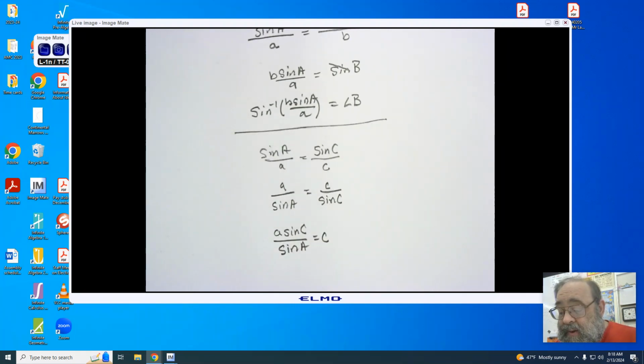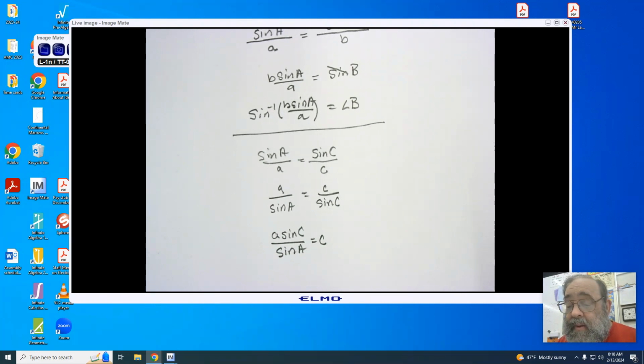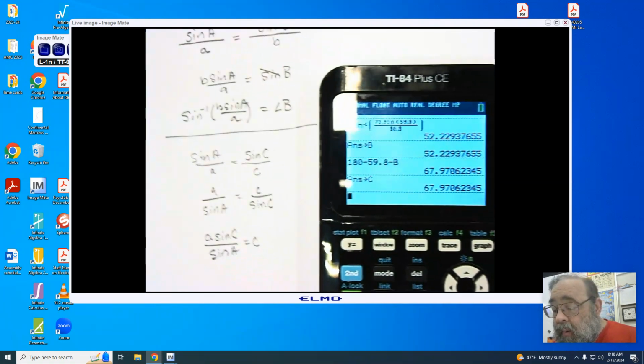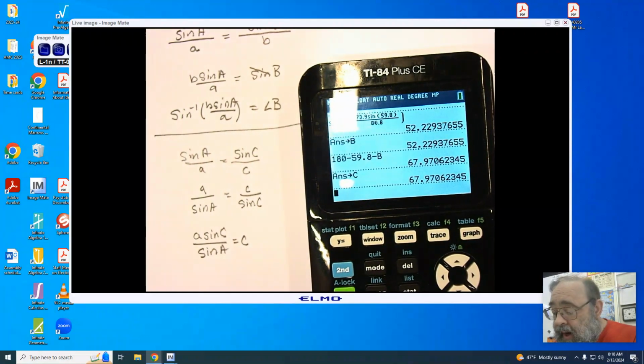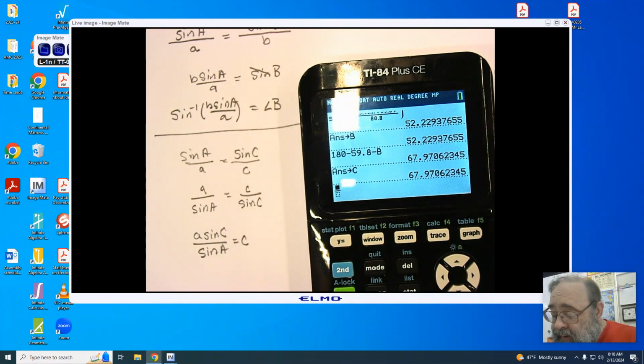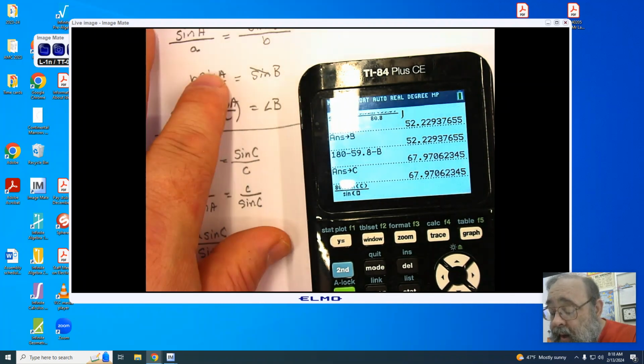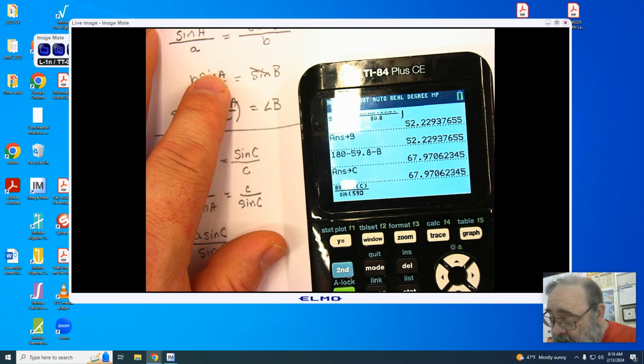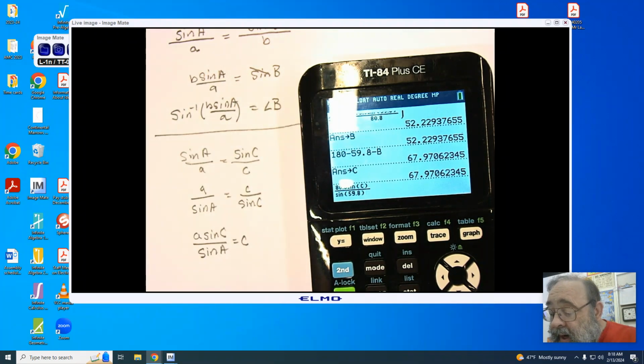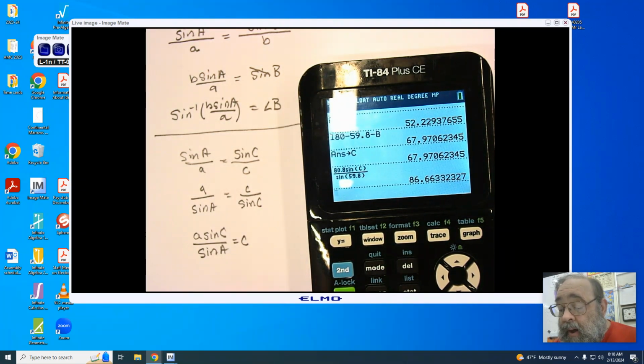Since we know what angle C is, and we know what angle A is and side A, this should be relatively straightforward. Here we go. Plugging it into our calculator, we have alpha y equals, giving us our fraction. Our A was 80.8. We're multiplying by the sine of angle C, which we stored in our calculator. Oops, where's my 0.8? Insert 8. There we go. And then I'm dividing by the sine of angle A, and that was 59.8. We then hit enter, and we have our side C.